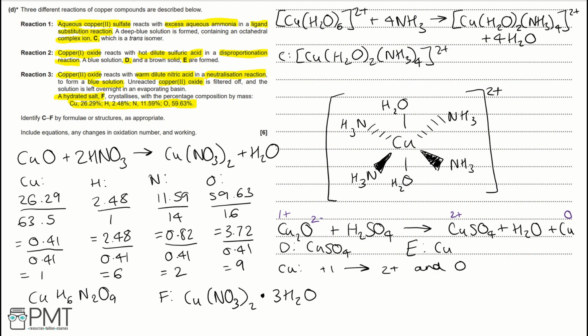To get the 6 marks for this question, you need to have all 3 reactions covered in detail with C, D, E and F identified with clear explanations and equations with oxidation numbers and structures being correct where appropriate.